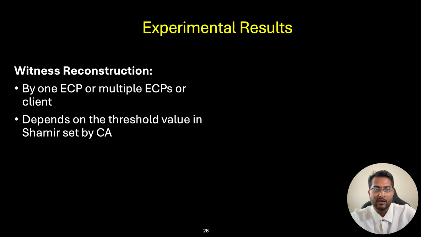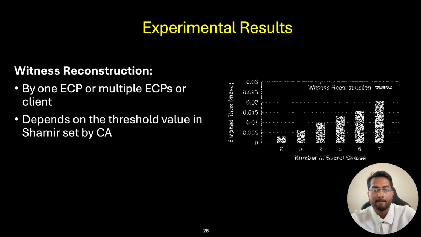Also, as I said, the witness can be reconstructed by one ECP, multiple ECPs, or the client itself as well. And this witness reconstruction time usually depends on the threshold value which was defined by the CA in Shamir secret sharing.